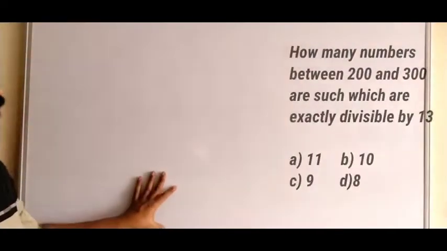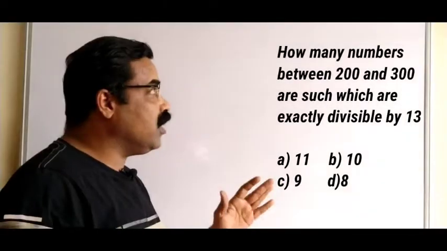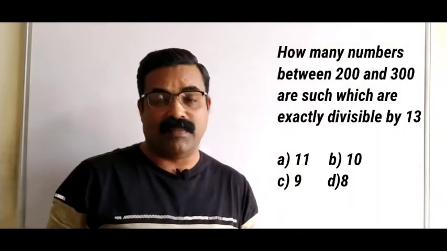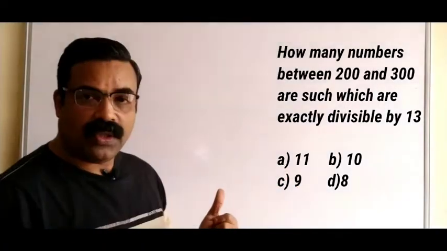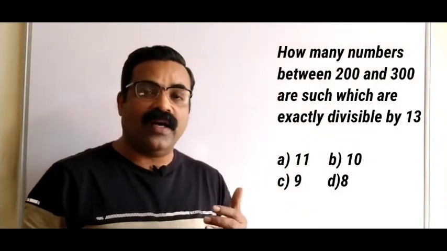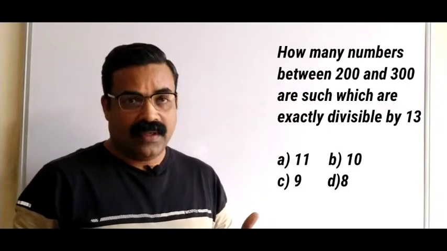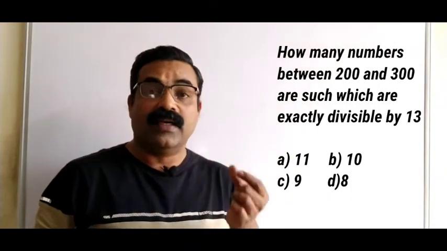So the next question is, how many numbers between 200 and 300 are such which are divisible by 13? Between 200 and 300, how many numbers are there which are divisible by 13? 4 options are also given to you. So one by one, if you divide and see, you will definitely get the answer, but it will take a lot of time. So between 200 and 300, how many numbers are divisible by 13?